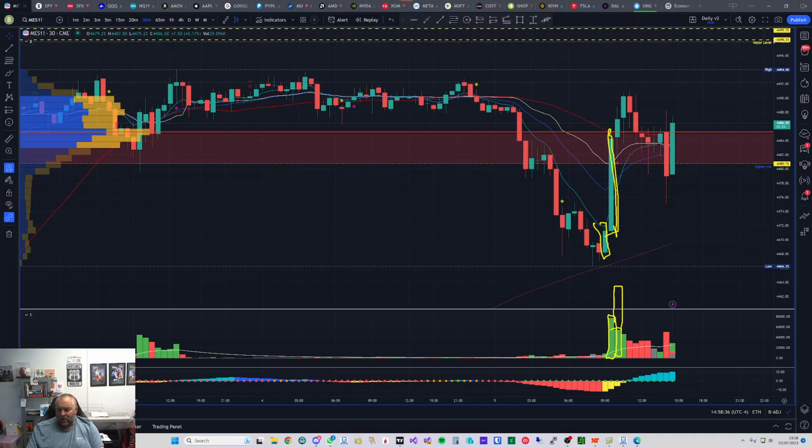But what we were seeing was reducing volume and into a weak market. So even though we had this big candle here, it was a smaller candle. Then we had a smaller candle, and the volume is getting smaller and smaller.